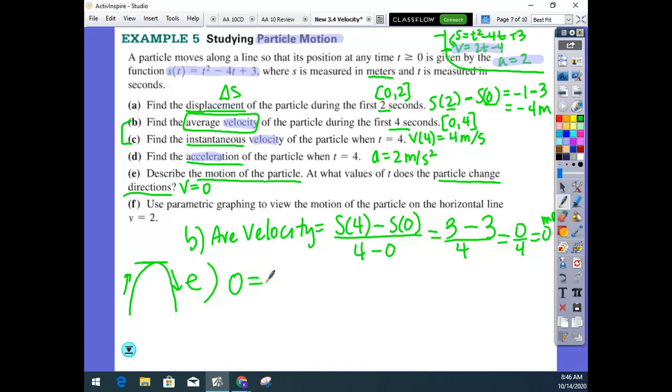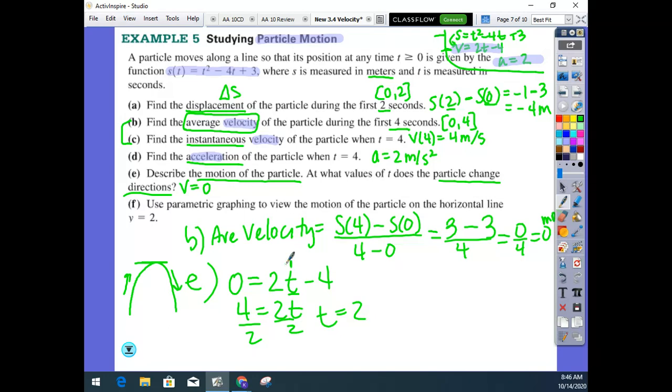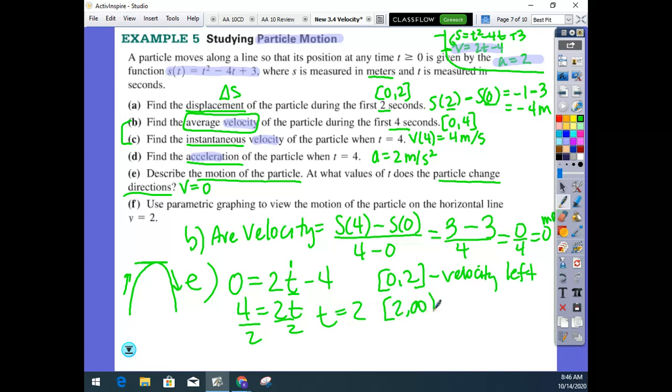So if we put 0 in for velocity and solve for t, it changes direction at time 2. And if we think about this, if I plug in 1 or I plug in 0, from 0 to 2, it has a negative velocity. So that's moving left or backwards. And from 2 forwards, it has a positive velocity, so it's moving to the right or forwards. So that's kind of what it's wanting us to do. And we don't need to worry about F.